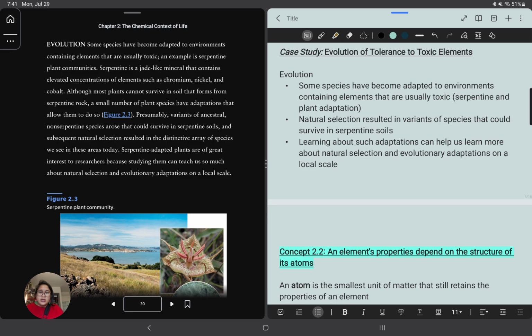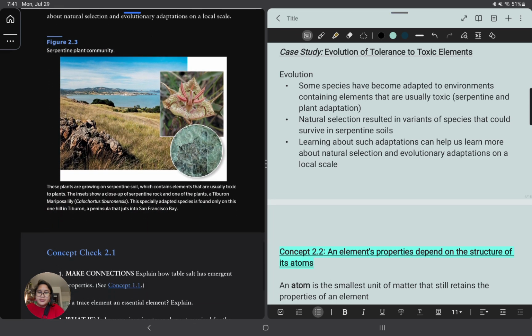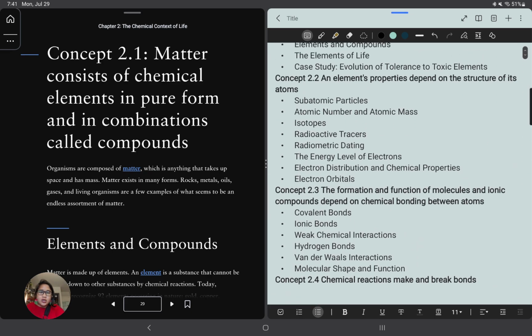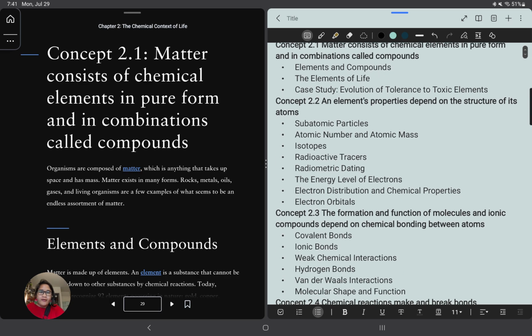Okay, so that's it for this video. We finished concept 2.1. It was kind of a short one, but we'll be going over concept 2.2 next video. Let's take a quick glance at what we'll be going over. We'll be going over subatomic particles, atomic number and atomic mass, isotopes, radioactive tracers, radiometric dating, the energy level of electrons, electron distribution and chemical properties, and lastly, electron orbitals.